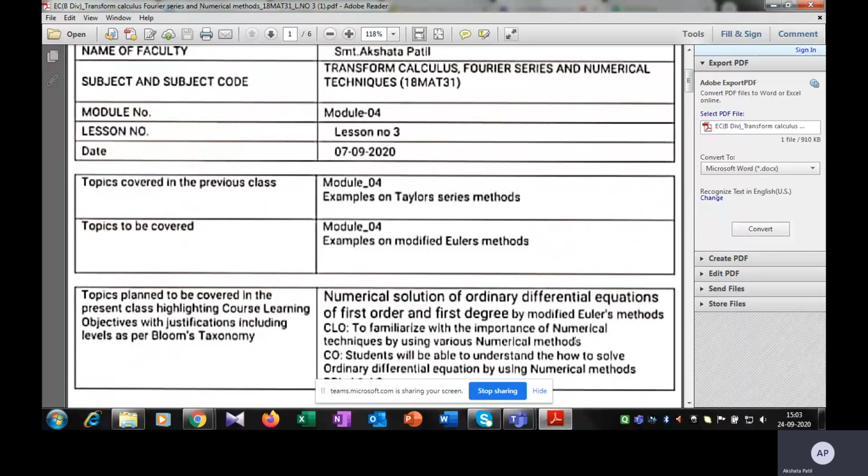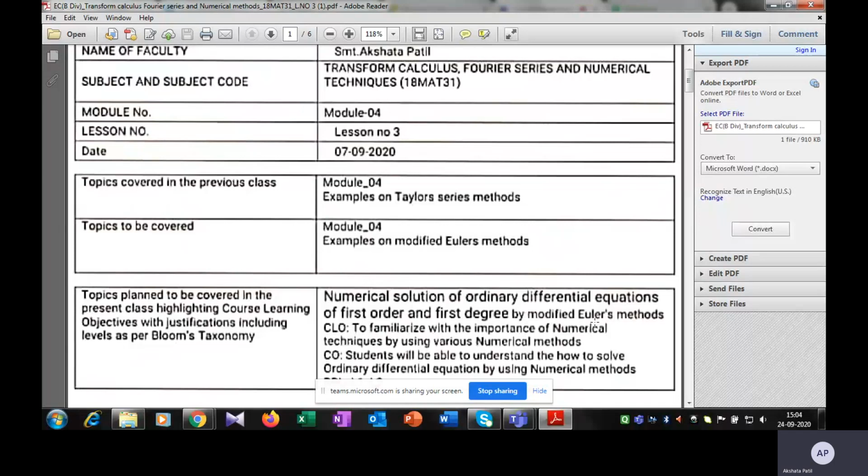Subject code is 18MAT31. So in the earlier session, we discussed the Taylor series method, and I solved some examples based on the Taylor series method, and I gave an introduction to numerical method 2, that is modified Euler's method. So in today's class we are going to solve examples based on modified Euler's method.